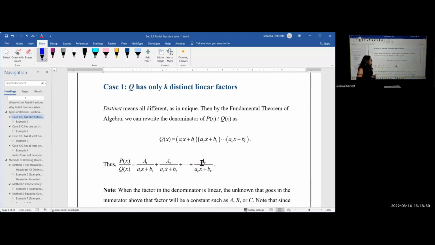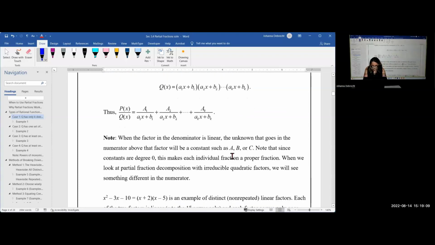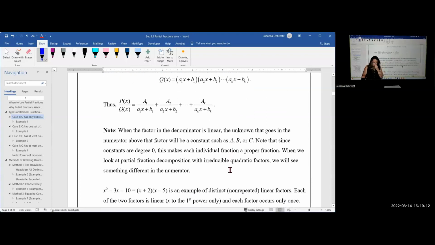Now we're going to go through some examples of what this looks like so that you can see it. So if you're like, I'm not quite following, just hang with me. It'll make more sense in a minute. Now, when the factor in the denominator is linear, the unknown that goes in the numerator above it will be a constant. Here they're called A1, A2, up to A sub k. We typically will call them A, B, C, D, E, F, G. It'd be shocking if you had to get to H and I, but I think I have seen a homework problem that gets out to I, but not anything really past that.